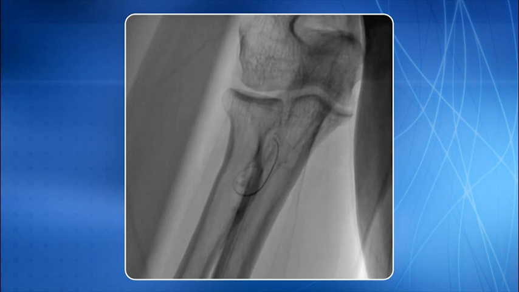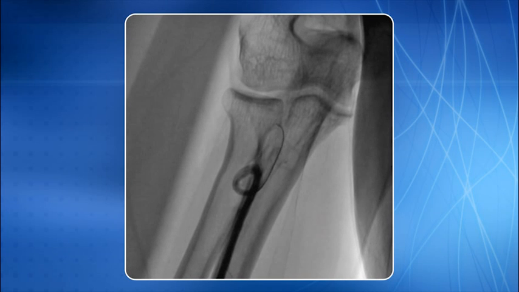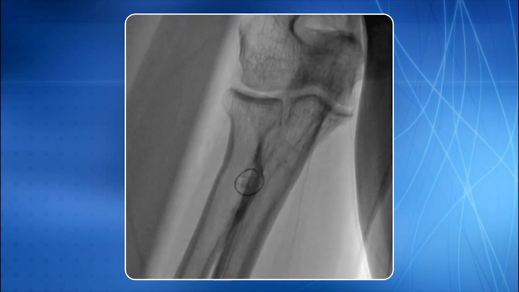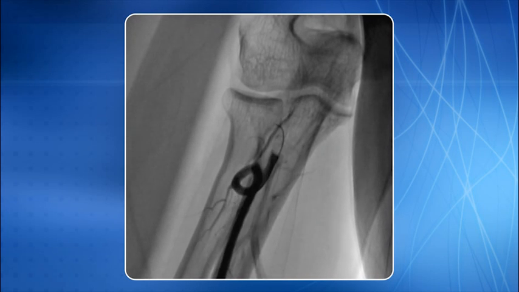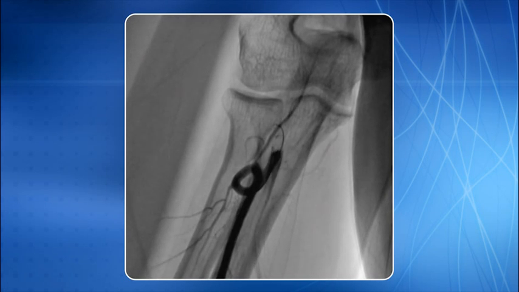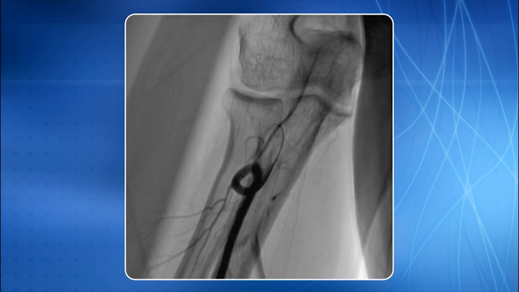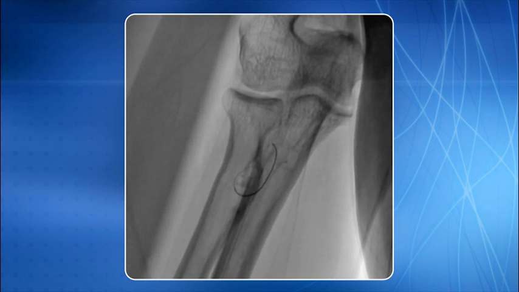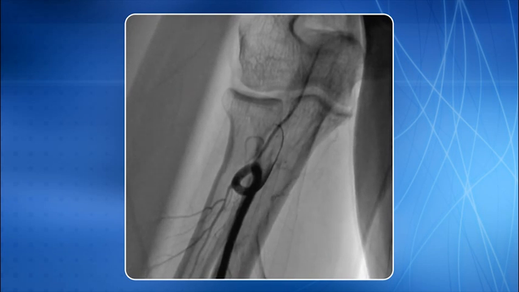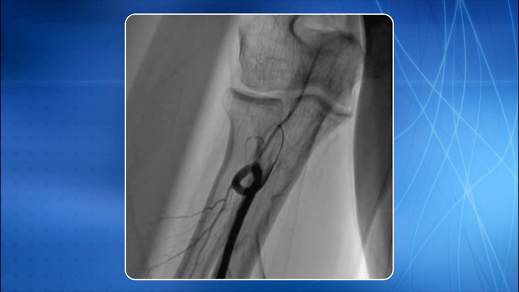This is an example of a simple loop in the radial region. Although it is a 360-degree loop, it has a reasonably good diameter for the maneuverability of a guide wire and a catheter. In this example, we have downsized the guide wire from 0.035 standard guide wire to a 0.014 inch soft tip PTCA guide wire, which has effectively crossed the loop.